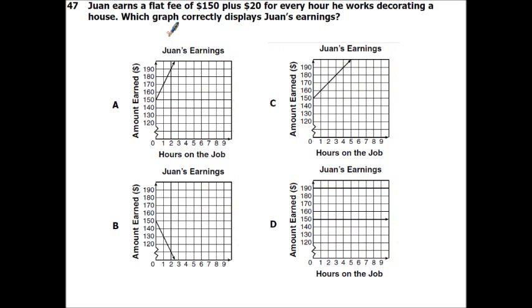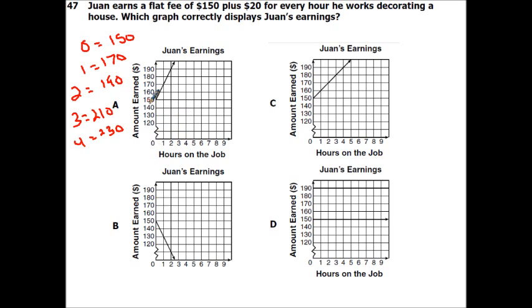Alright, Juan earns a flat fee of $150 plus $20 for every hour he works decorating a house. Which graph correctly displays Juan's earnings? So what I would do is say at 0 hours, I'm going to equal 150. At 1 hour, I'm going to be that 150 plus the 20, so that's 170. 2 hours, I still have the 150 plus 2 hours of that, so I'm going to be 190. 3 hours is going to be 210. 4 hours, 230. I'm sorry, 230.